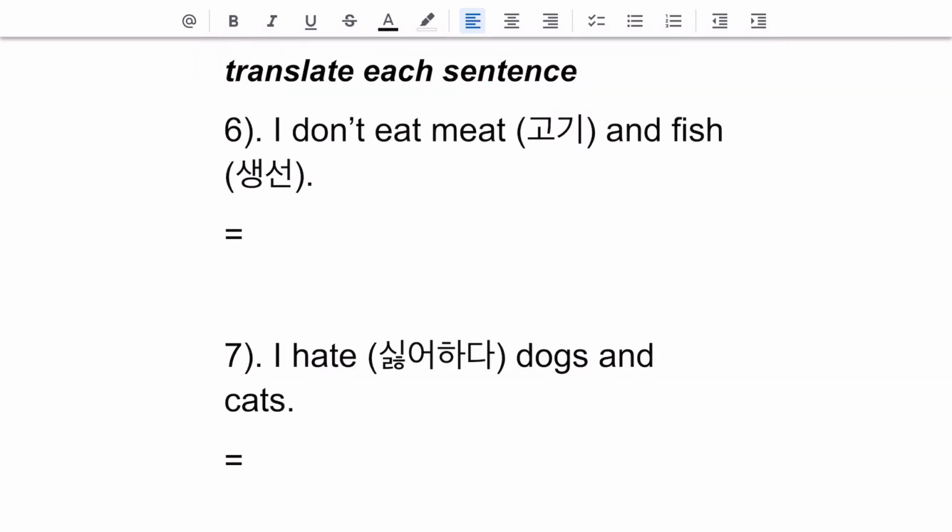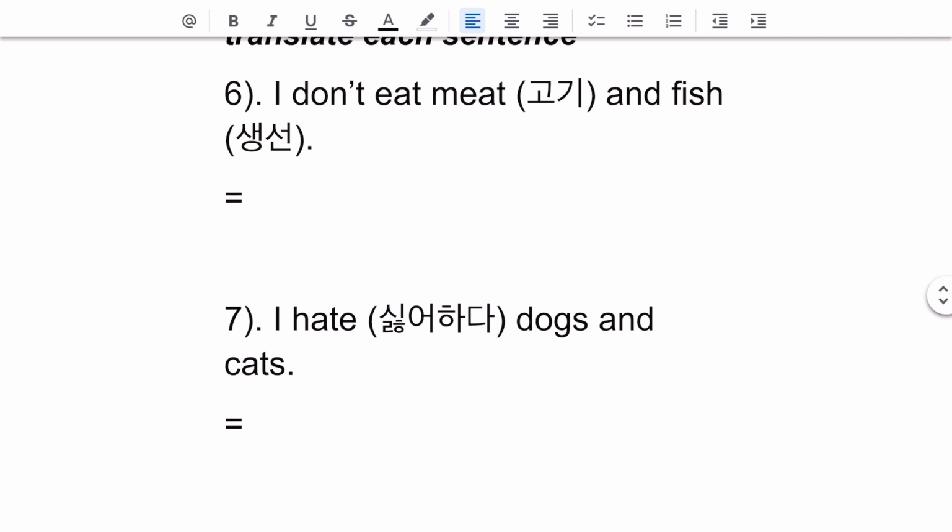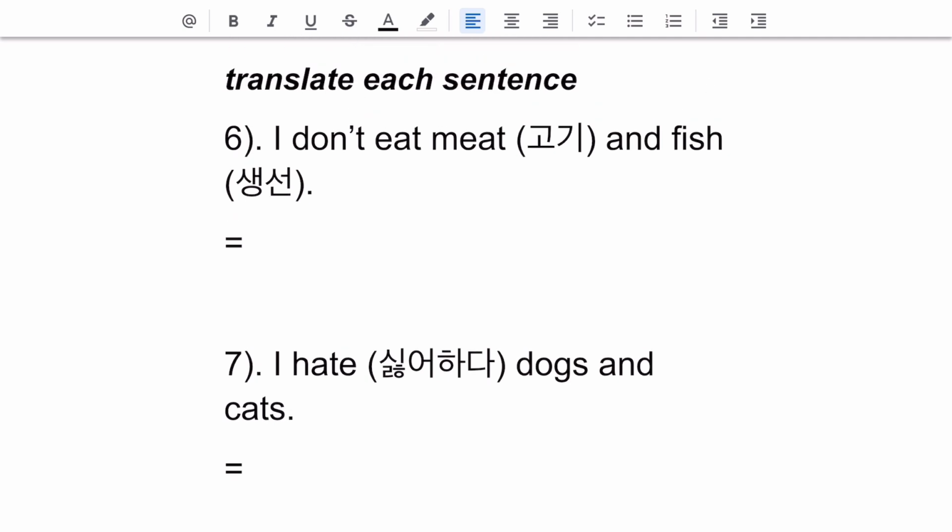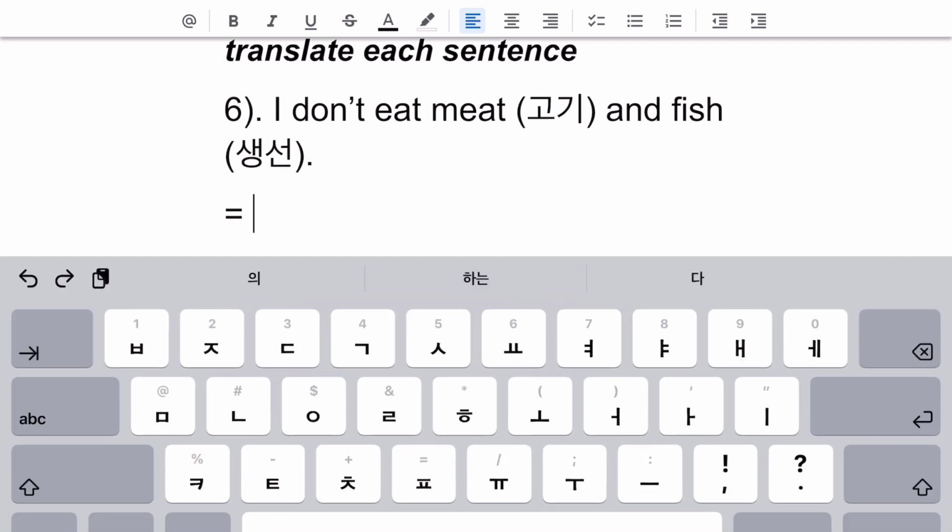Translation. So let's do these. I don't eat meat, gogi, and fish. So this sentence, in my opinion, actually sounds a bit awkward in English, right? We would probably say, I don't eat meat or fish. But we're not going to learn or today, so just for the sake of the lesson, you know?